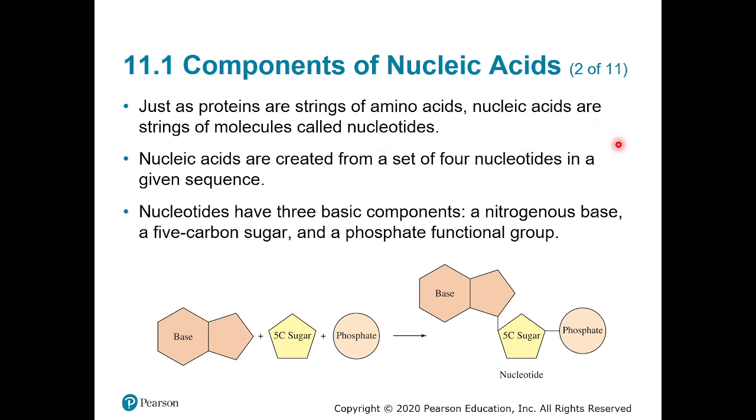Just as proteins are going to be strings of amino acids, long polymers, the nucleic acids are going to be strings of molecules called nucleotides. And so these are the nucleotides right here and their components. So nucleic acids are created from a set of 4 nucleotides in a given sequence. Those are the ATCG, right?